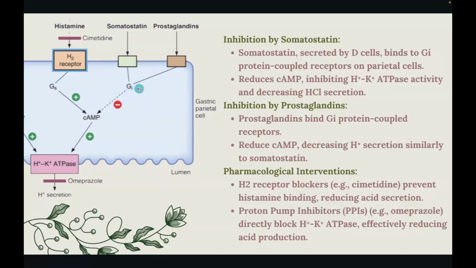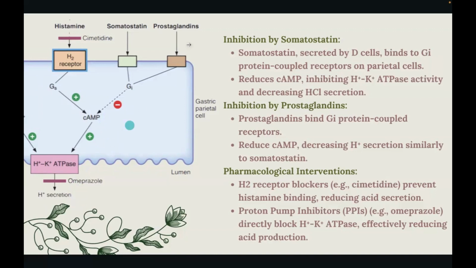I stands for inhibition. So again, somatostatin is released by D cells, and it binds to the GI receptor, and this GI decreases the levels of cAMP. And cAMP is the main fuel for any channel. So will the ATPase work if we inhibit cAMP? No, it's not going to work. That means the hydrogen ions are not being produced.